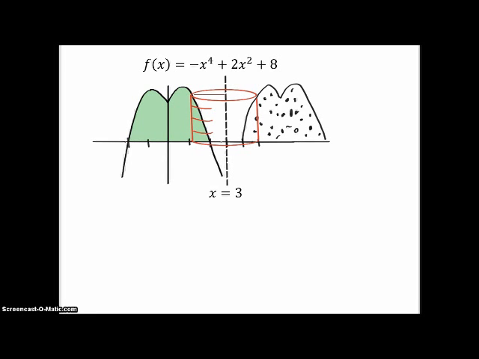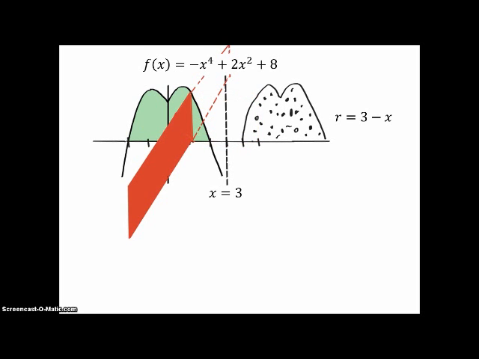Now this time the radius is not x. The radius is going from the line to the graph. And so it's 3, which would be the distance all the way from the y-axis, minus the x value, which is the distance from the y-axis to the curve. So our radius this time is 3 minus x. We straighten that shell out, and notice that we always straighten it out onto the original area.